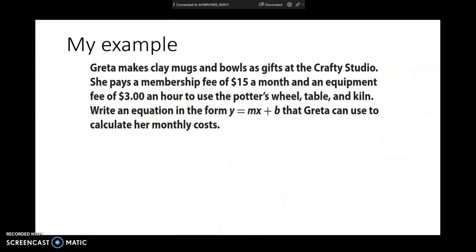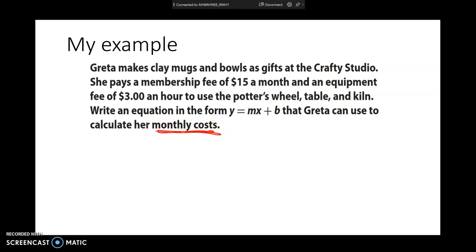So here's my example. Greta makes clay mugs and bowls as gifts at the Crafty Studio. She pays a membership fee of $15 a month, an equipment fee of $30 an hour, to use the potter's wheel, table, and kiln. Write an equation in the form of y equals mx plus b that Greta can use to calculate her monthly costs.